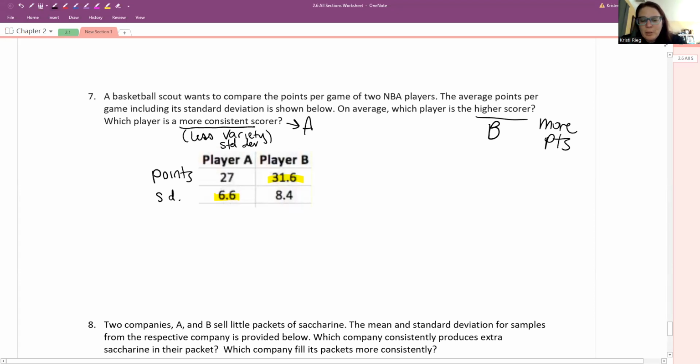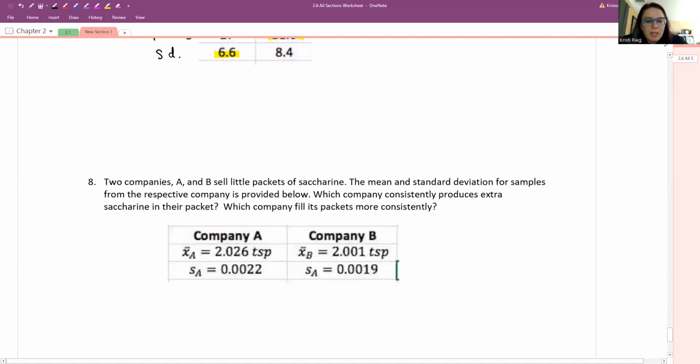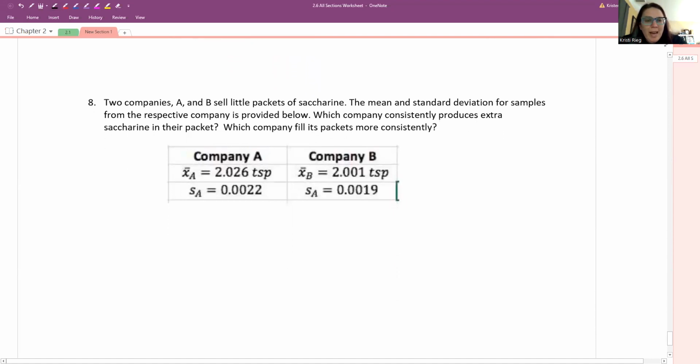Okay, so let's try that again. Similar idea, but instead of basketball players, we're going to be talking about companies, and they sell little packets of saccharin, and that's like Equal or Sweet and Low, or those little pink packets that you put in your iced tea or whatever. And so it says the mean and the standard deviation are listed. So we can see right here that the top is the mean and the bottom is the standard deviation, because it tells us the symbols right there for mean and standard deviation. Also, it uses S because we're talking about a sample. Doesn't really affect us in this problem because we're not calculating anything. I just wanted to point it out because it is a very consistent notation.